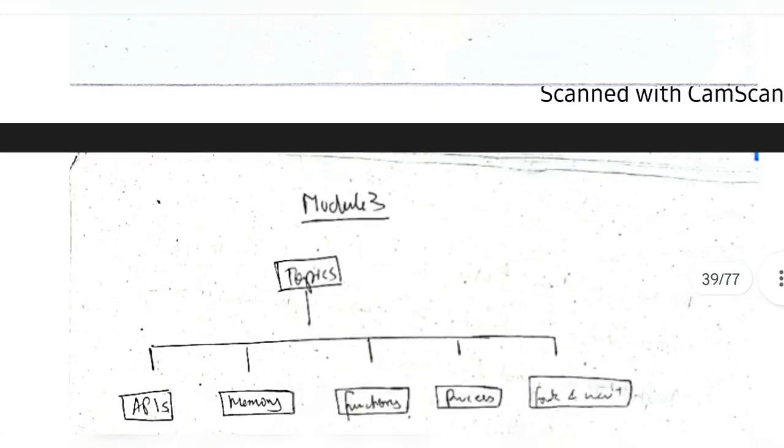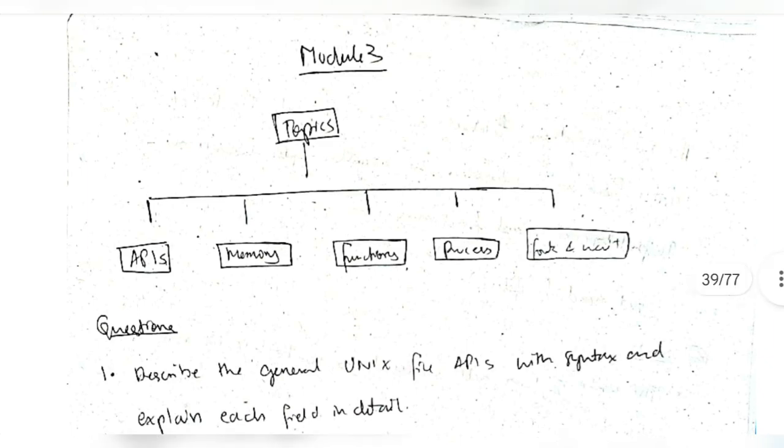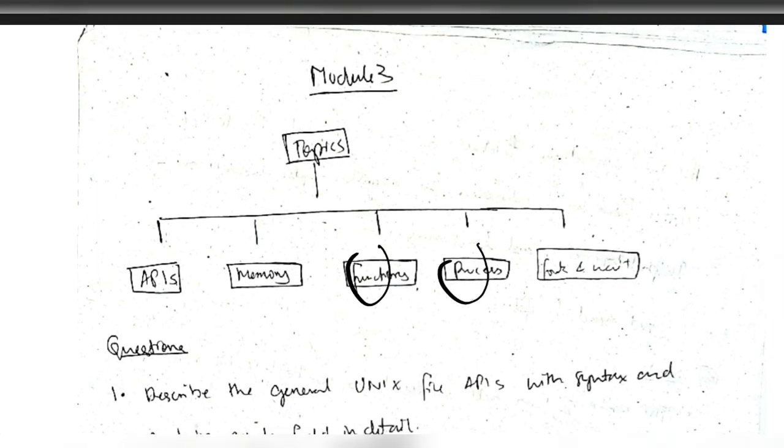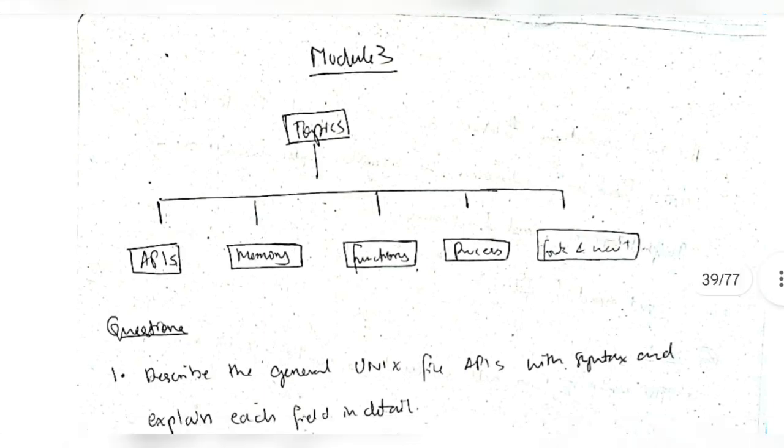Let's move on to the next module, which is module 3. Here we have a few topics: APIs, memory and functions, process, and fork and wait. So these are the main important topics. Let's discuss what are the questions asked under each of these topics.